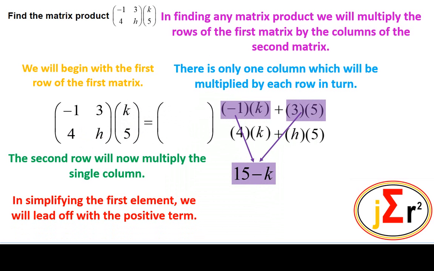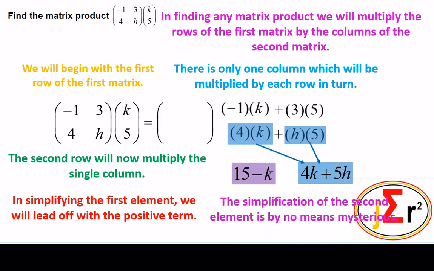In simplifying the first element, we will lead off with the positive term. Now we have negative 1 times k, which is negative k, and 3 5s, 15. We could have written negative k plus 15. Placing the positive 15 first, we just have 15 minus k. It is just another way of writing the same thing. And mathematicians usually prefer not to begin an algebraic statement or even any other arithmetic statement with a negative quantity unless we have to do so.